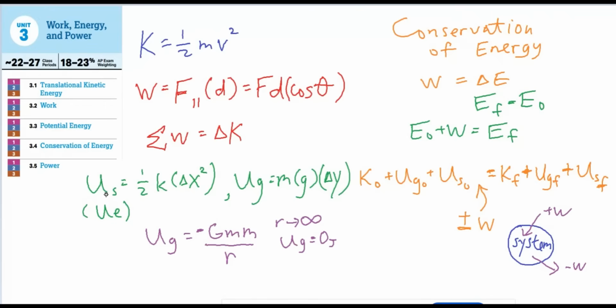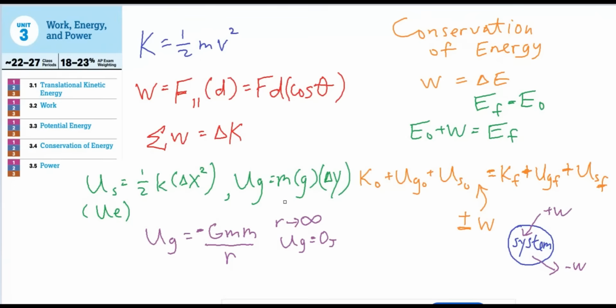We have the spring force, the spring potential energy, which is often referred to as UE, the elastic potential energy. We have 1/2 times k times delta x squared, and then we have gravitational potential energy, which is mg delta y, often known as mgh.